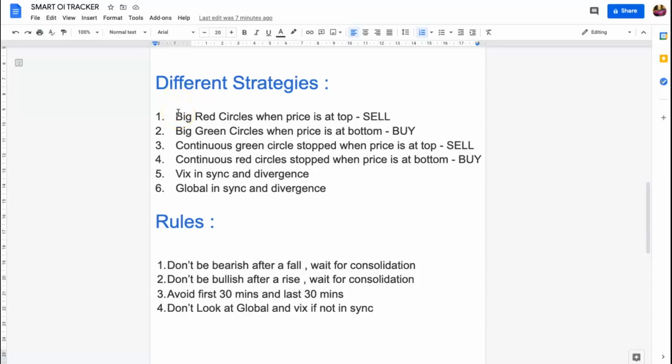The first strategy is when the price is at the top and there is a big red circle, you can sell it. And the second strategy is the opposite of that. When there is a big green color circle and the price is at the bottom, you can buy it. So let me show you a live example.